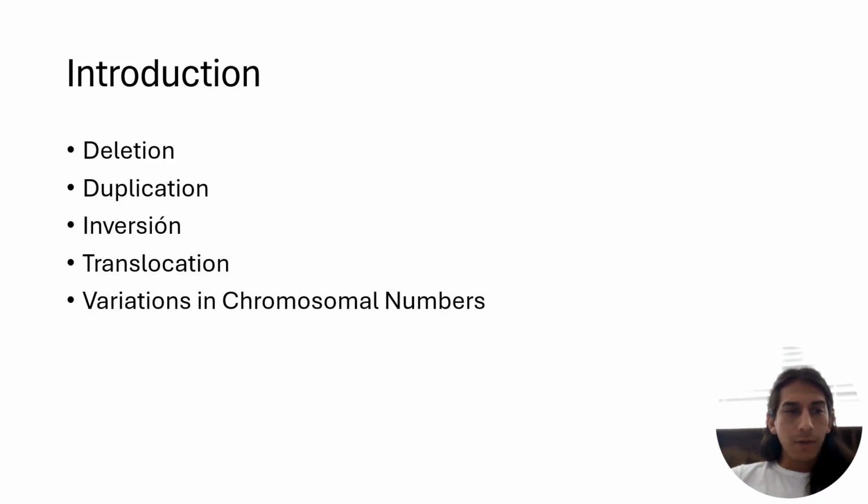So we're going to be talking about chromosomal structure and how variations happen in chromosomes. We'll be talking about deletion, duplication, inversions, translocation, and the variations in chromosomal numbers. I will do the first two points, and Elizabeth is going to be doing the latter. So let's keep it going.